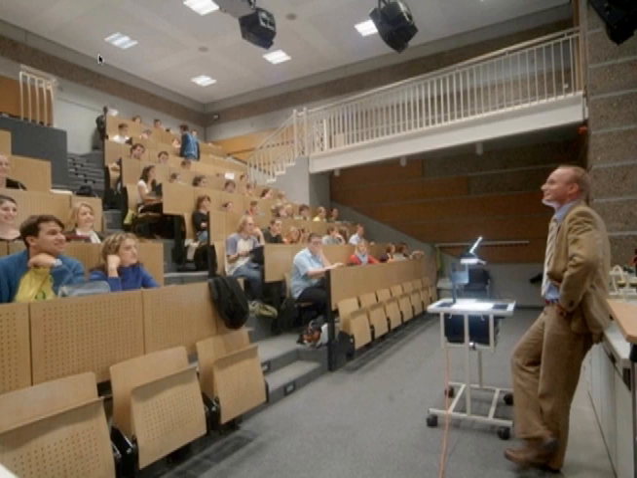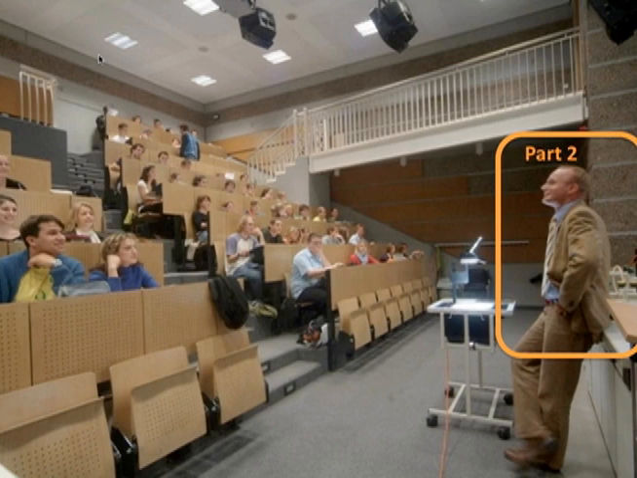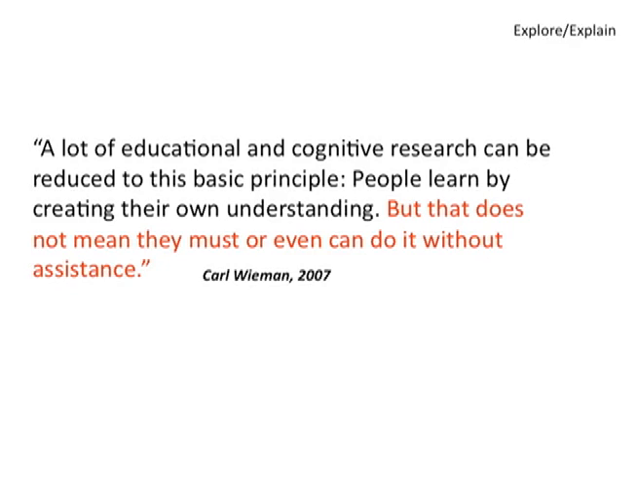Great. So I think that we're going to move on to part 2 now. We've gotten a sense of what might be going on under the hood for our learners in class. And now we want to think about how the instructor can optimize their instruction in a way that is going to bring about the type of learning we want. So I mentioned this quote earlier, and I wanted to show how Carl Wieman goes on to further emphasize the role of the instructor in this process. He says that not only do people learn by creating their own understanding, which is really important, but that it does not mean that they must or even can do it without any assistance.